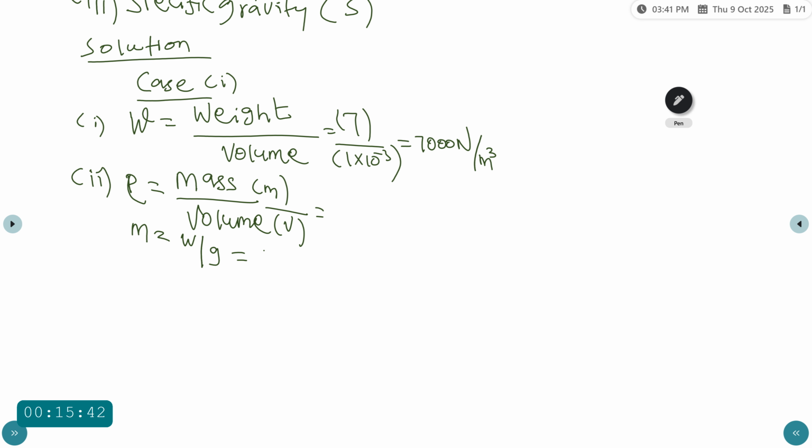What is the weight? 7 Newton. Gravity value is 9.81. So calculate this: 7 divided by 9.81. 0.713 is the answer. 0.713 kilogram is the mass.